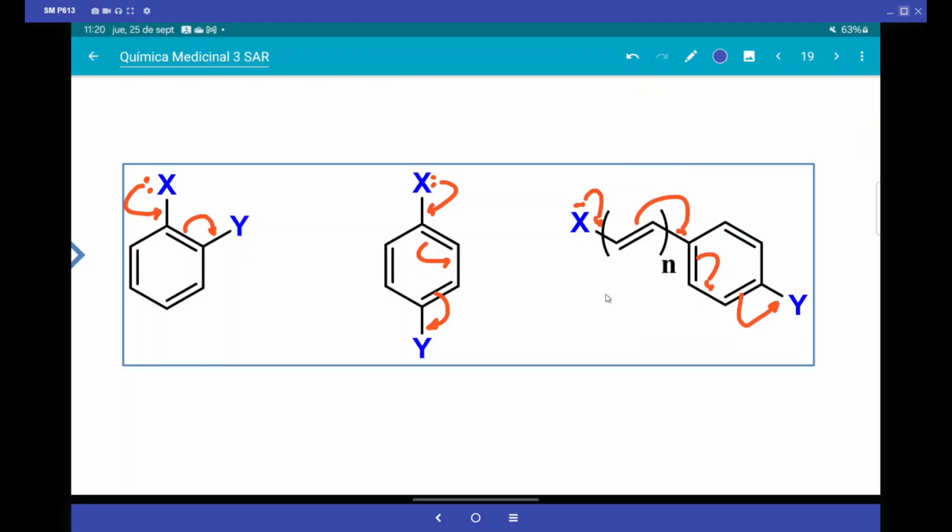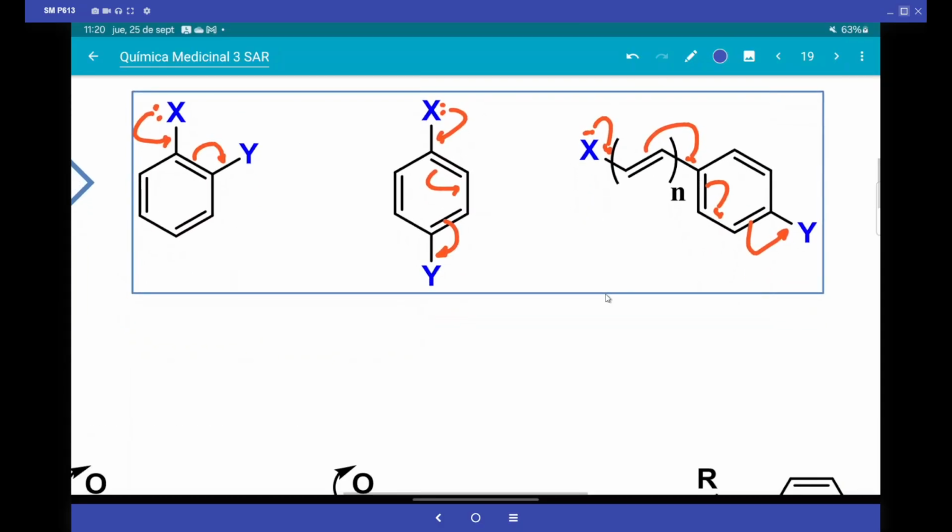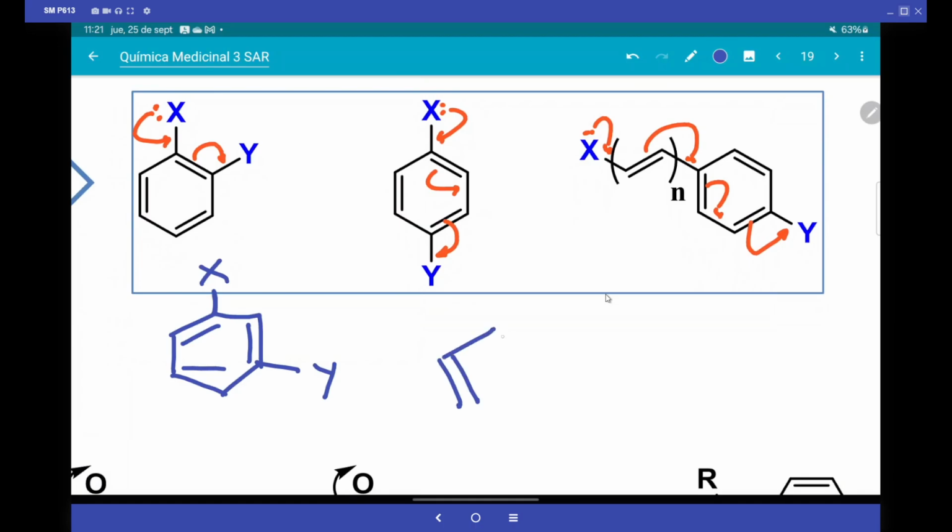Of course, it will depend on the substitutes, and you have to analyze it case by case. And what happens if we have another type of combination, for example, this aromatic ring connected with the X and with the Y like this? Or instead of such a simple aromatic ring, you have, for example, another aromatic. We could have, for example, an X here and a Y here.